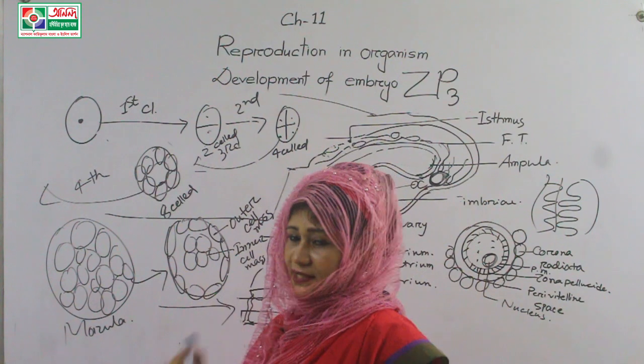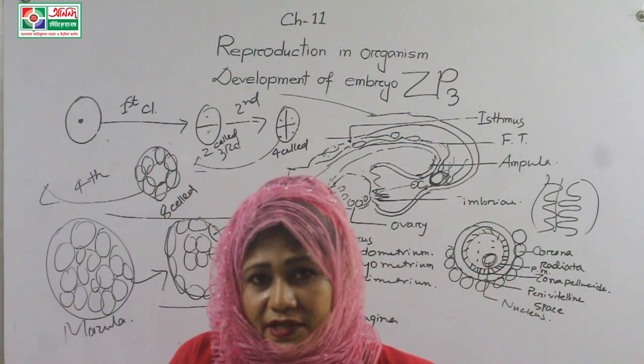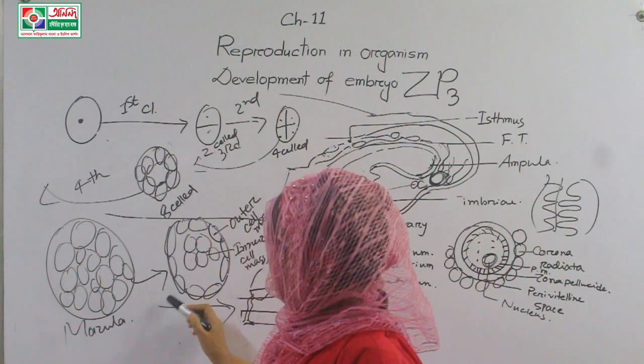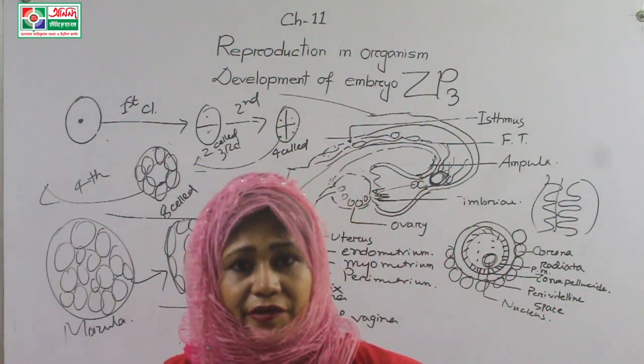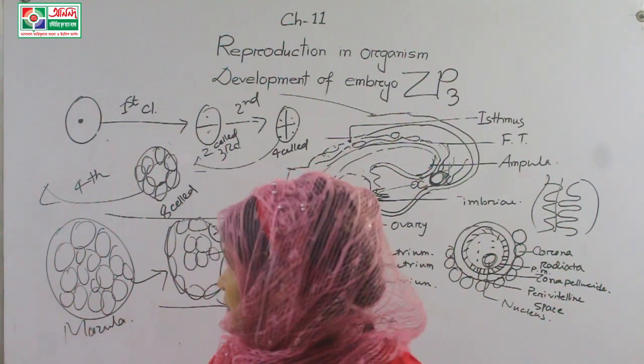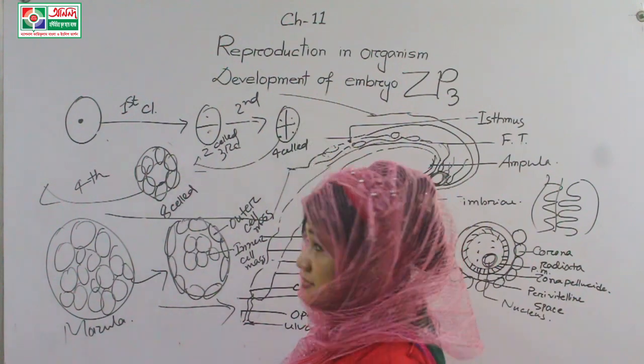Now after the 3rd day, that means the 4th day is coming, and on the 4th day, when it is in the morula stage, the corona radiata is degenerated, and on the 4th day they come. I am erasing this, students.